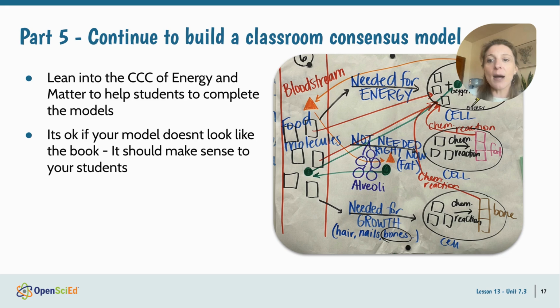And when you're talking about the food molecules that are needed for growth, you may want to ask the question, what are things that grow in our bodies? They're going to respond with things like bones, hair, nails. This is putting concrete examples to those really broad, generalized topics, and it helps the students build those pathways better. Remember, it's also okay if your class models don't look exactly like mine pictured here, or the one that's in the book.